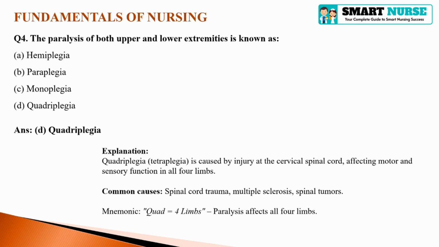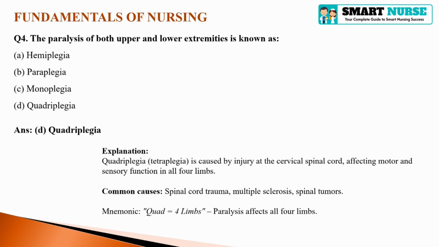Quadriplegia means damage of the spinal cord, with the motor and sensory functions all over the limbs, upper limbs and lower limbs, both extremities paralyzed. Because of that we call it quadriplegia. The main causes in the spine are trauma, multiple sclerosis and spinal tumors, and most of the time illnesses and injuries of the spinal cord. So these are all the reasons for paralysis.